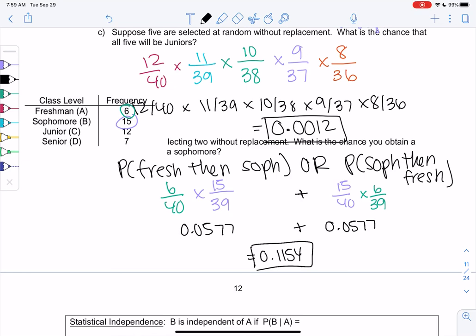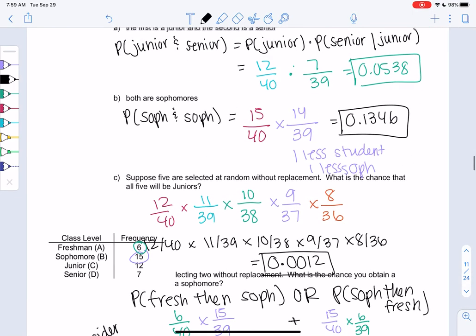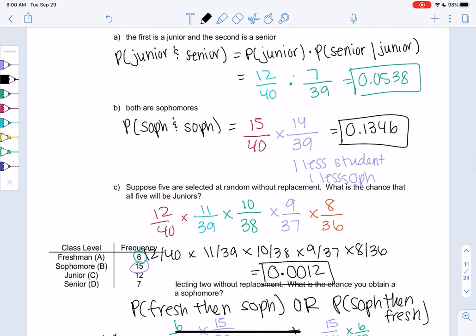So just pay attention if order matters. So in this case, order didn't matter, so we had to consider both orders. Versus like the other examples, there was only one order where those things could happen.